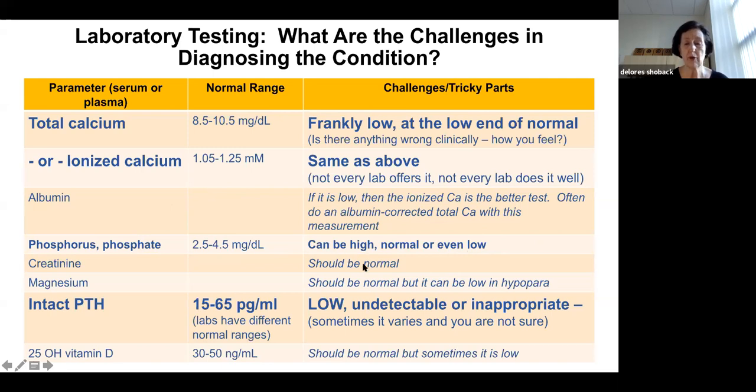Creatinine, again, should be normal. Magnesium should be normal, but it can be low in hypopara. So not everything, there are exceptions to every rule. And then we've talked about PTH, and you just need to look at the normal range for the lab and think about, we as physicians, we need to think carefully about what that PTH means in you. And again, the vitamin D should be normal.